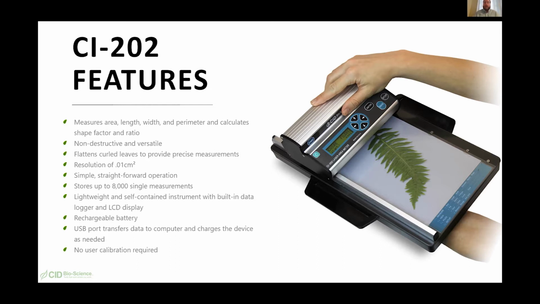As I mentioned a little bit ago, it automatically can detect when the leaf is no longer being measured. So there is no telling it when to start, telling it when to stop. It'll automatically detect that for you. It is a really lightweight device and all self-contained. It has the built-in data logger and a rechargeable battery and USB ports for the data transfer to the computer and also for charging the device.